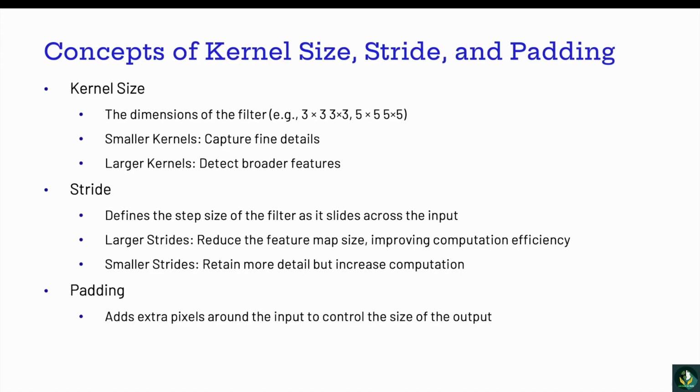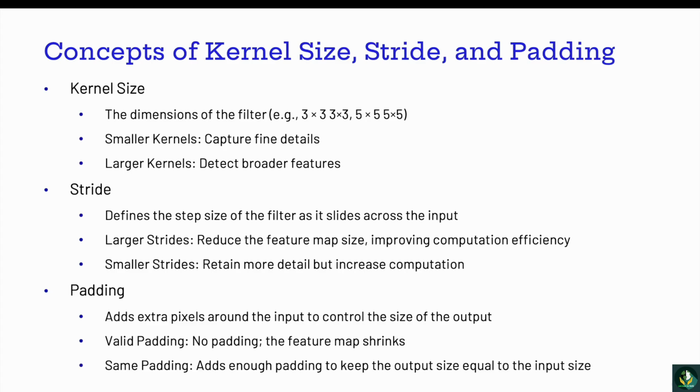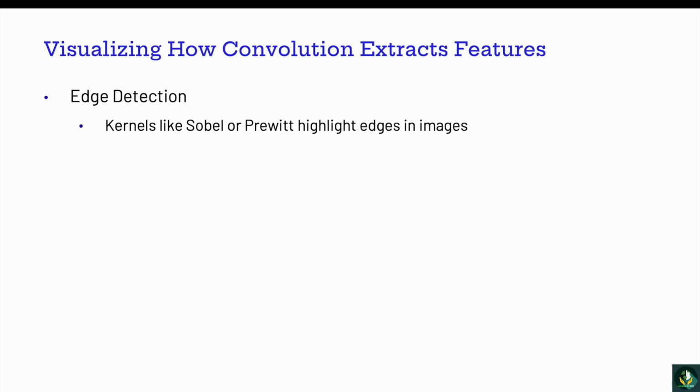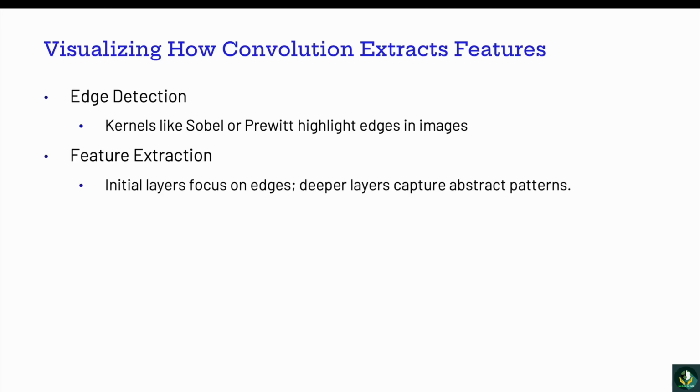Padding adds extra pixels around the input to control the size of the output. With valid padding, there is no padding and the feature map shrinks. Same padding adds enough padding to keep the output size equal to the input size. Next, let's talk about visualizing how convolution extracts features through edge detection. Kernels like Sobel or Prewitt highlight edges in images. In feature extraction, initial layers focus on edges, while deeper layers capture abstract patterns.